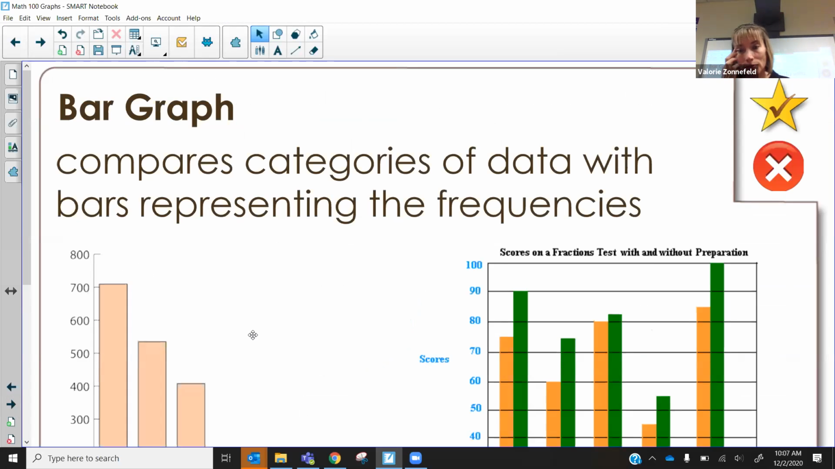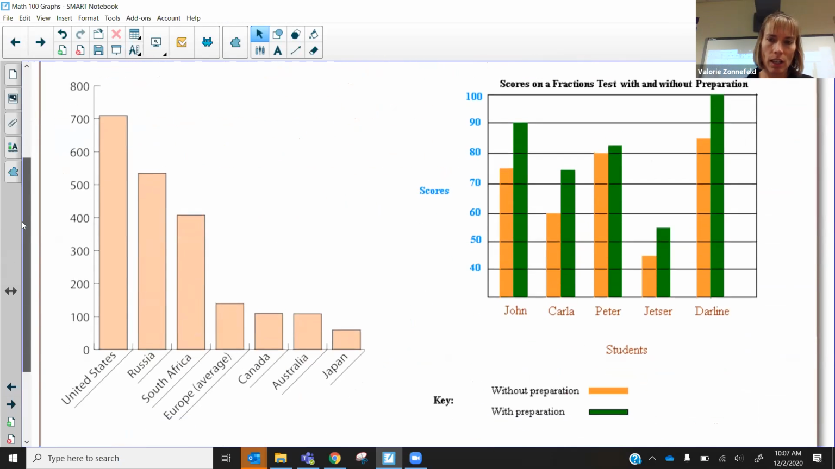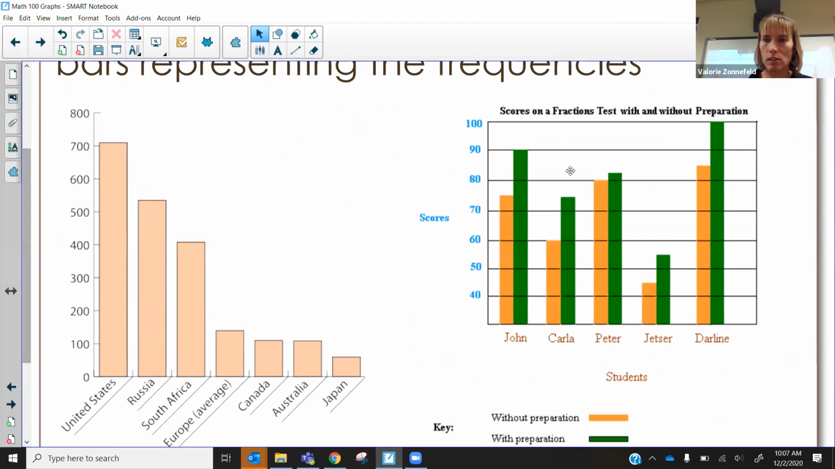is bar graphs. So a bar graph is a good way to compare categories of data. If we look at this one on the right, it's scores on a fractions test with and without preparation. You can easily see the yellow is without the preparation, the green is with preparation, and let's see, every student did better when they actually prepared for the fractions test.